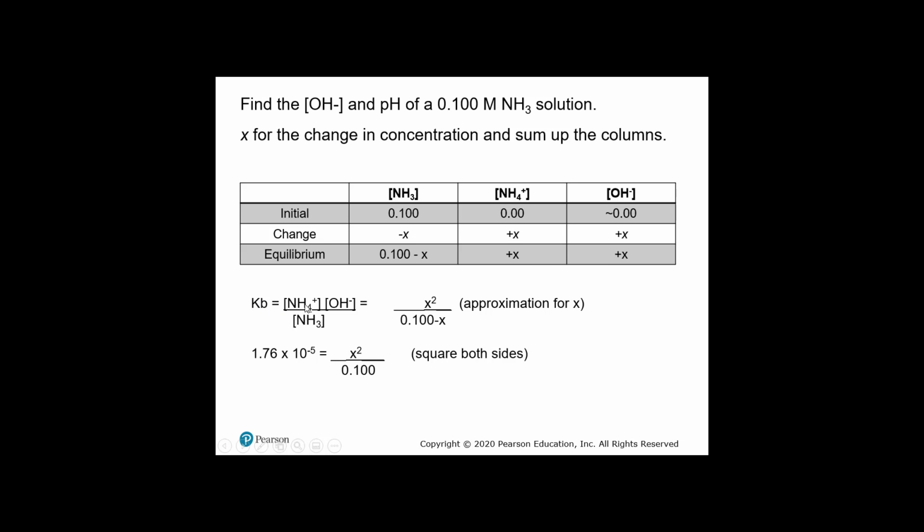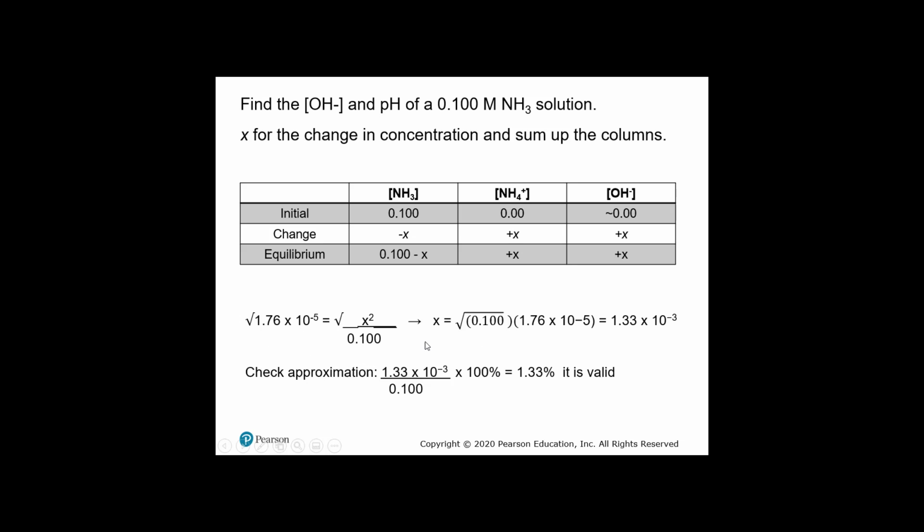So we set it up with the Kb. We're going to approximate the X, which means we're going to drop it from the denominator. We square root both sides in order to get rid of the X squared. And we're also going to test to make sure that the ionization is less than 5%. If it is, then we don't have to bring that X back and use the quadratic formula. So here are the steps. We square root it. We end up with X as 1.33 times 10 to the negative 3. And we check the approximation. So 1.33%, it's valid, less than 5.